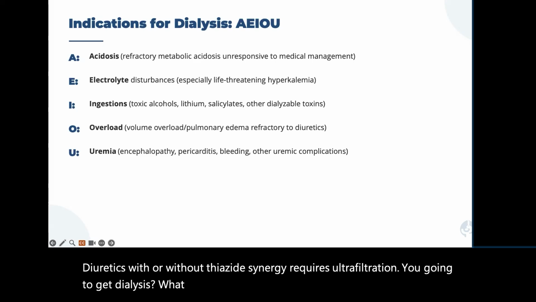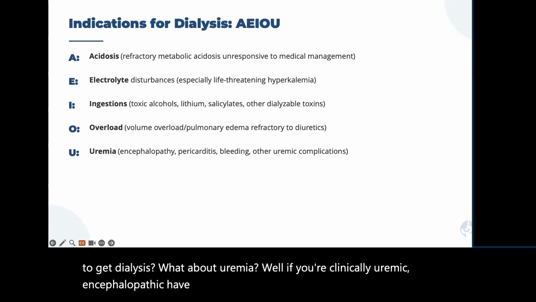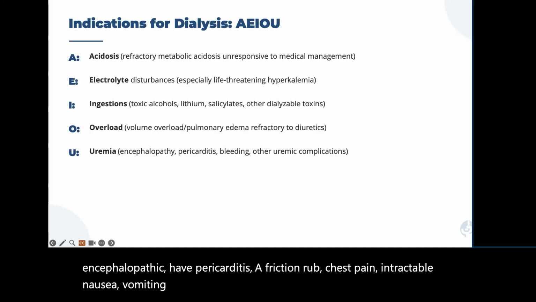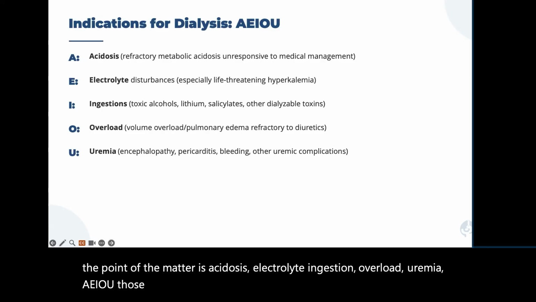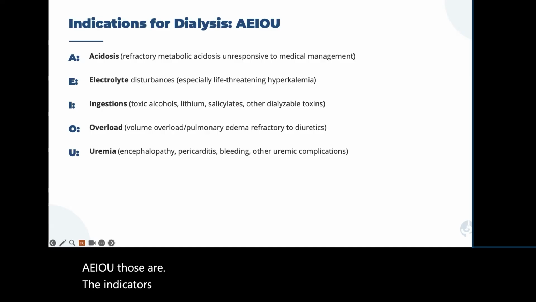What about uremia? Well, if you're clinically uremic, encephalopathic, have pericarditis, a friction rub, chest pain, intractable nausea, vomiting, or bleeding from platelet dysfunction, you get dialysis. So the point of the matter is acidosis, electrolyte, ingestion, overload, uremia, AEIOU. Those are the indicators for dialysis.